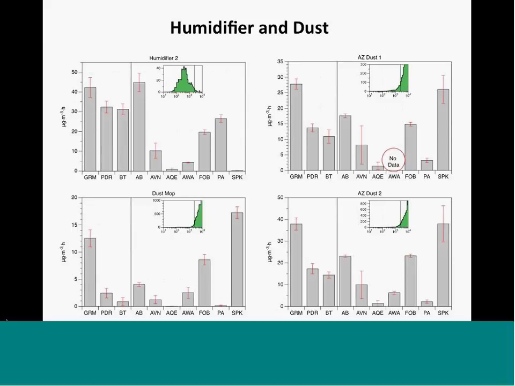And if we look at the dust mop and the 2 Arizona road dust samples, you see that the green area is shifted all the way to the right. So those are large particles. And for the humidifier, we see that it's more central in the particle size distribution. And so if we look at the differences here, we can see that for the large particles, the Spec, which is on the far right, detects almost all these large particles well, but things like the Purple Air do not.